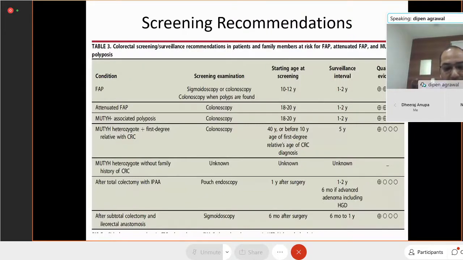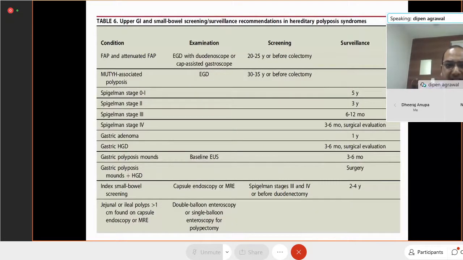So we should do pouch endoscopy, starting 1 year after surgery, with an interval of 1 to 2 years. If we find high grade dysplasia, the interval should be 6 months. After subtotal colectomy with ileorectal anastomosis, screening starts 6 months after surgery and the surveillance interval is 6 months to 1 year. Similarly, for upper GI lesions, we should start at the age of 25 years or before colectomy.